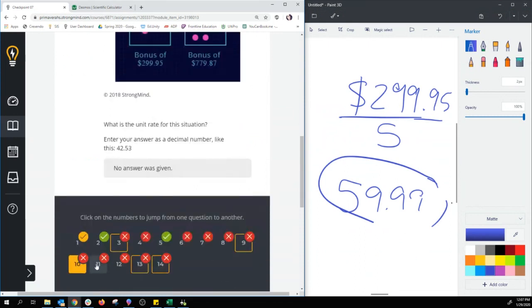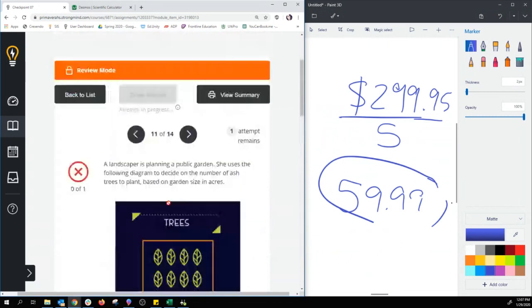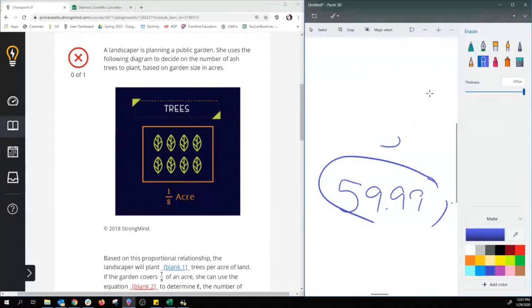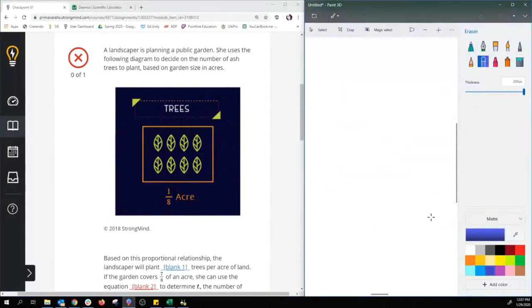All right, number 11, almost done. A landscaper is planting a public garden. She uses the following diagram to decide the number of ash trees to plant based on this garden size in acres. Okay, so when you look at this diagram here, how would you explain what this diagram represents to someone else? What would you say to someone else to explain what this diagram is telling you?